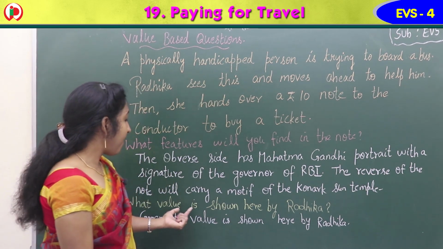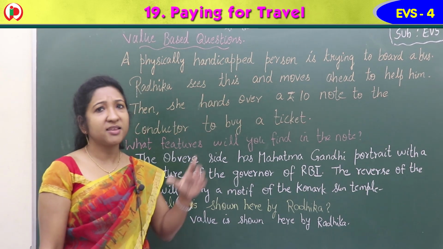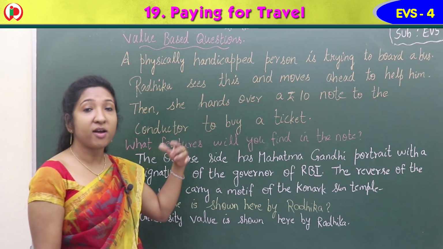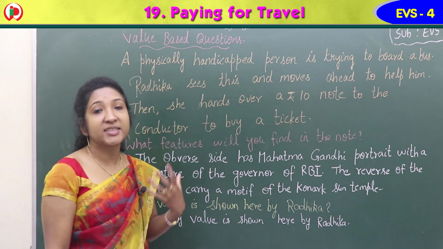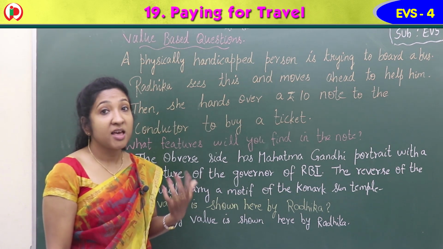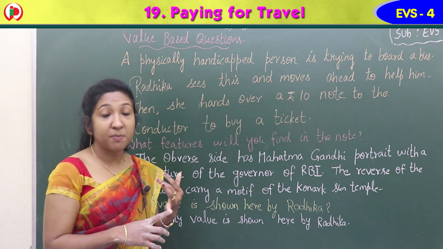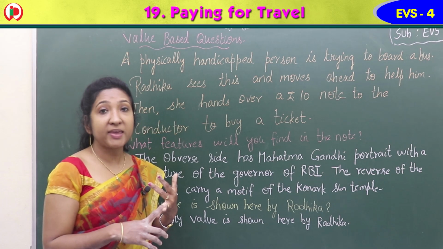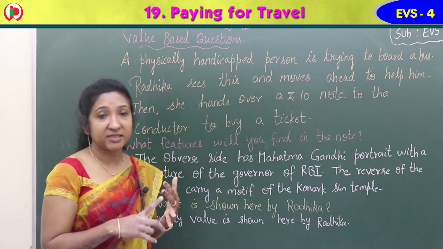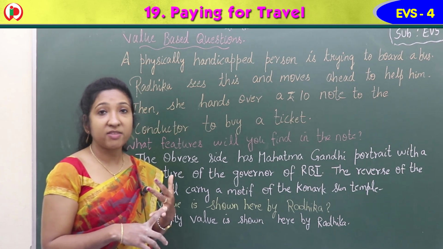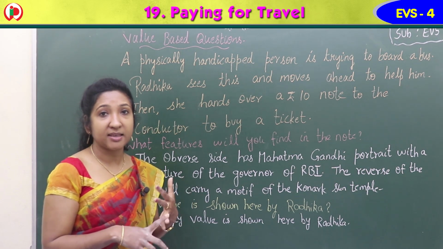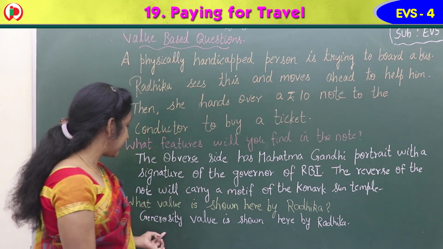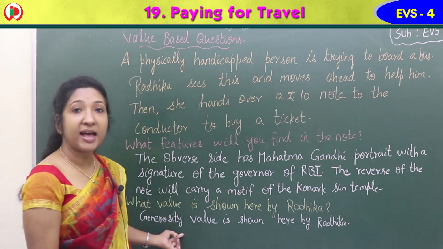Now, what value is shown here by Radhika? Is there any value you learned, children, from the act of Radhika here? What help did she do for the physically handicapped person? She helped the person to board the bus, and she also gave money to help him. She paid the bus ticket money, isn't it? She gave the money to the conductor for that person. So what value can you see here? Yes, generosity is the value shown here by Radhika.